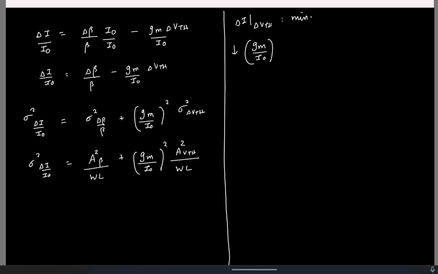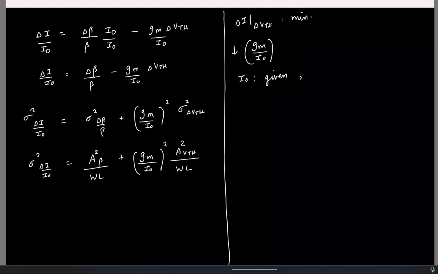Okay. And you will be biasing this with a fixed current, so I naught will be fixed. So if I naught is given, what should I do? How should I design it? I want to have this ratio to be small. I'm saying I naught is fixed. You are biasing at a fixed current. So what is the quantity that I should minimize? GM.